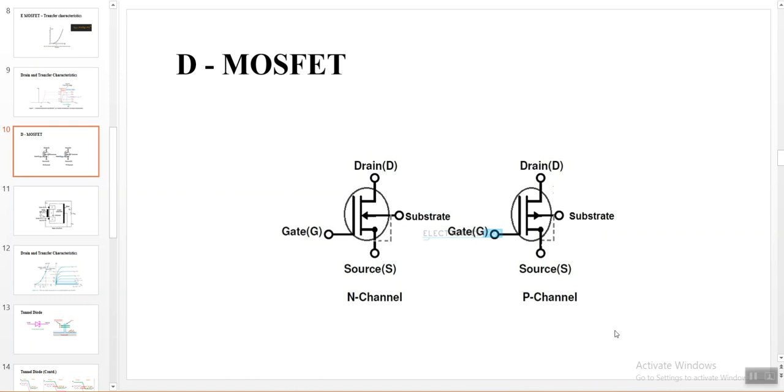Here you can see the symbol of N-channel MOSFET. Here the gate terminal is separate. It is insulated from the metal oxide layer, and the drain and source terminals, and this substrate and the source are internally connected as discussed in the E MOSFET.